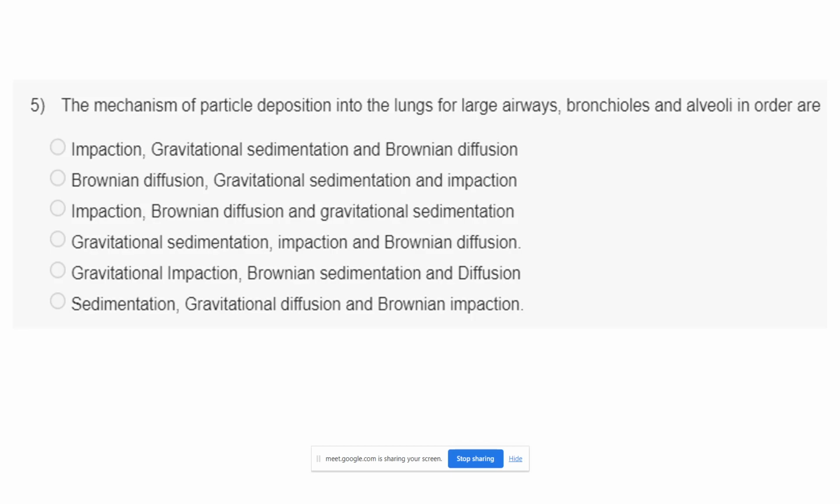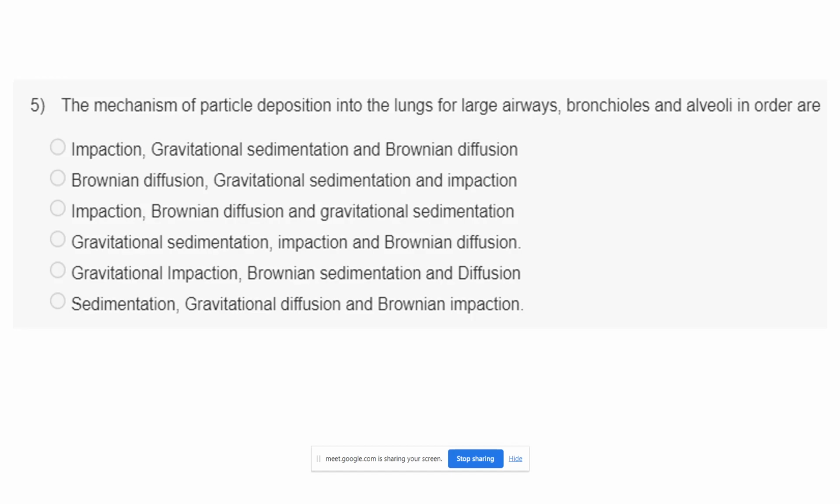The mechanism of particle deposition into the lungs for large airways, bronchioles, and alveoli in order are. The options are impaction, gravitational sedimentation, and Brownian diffusion; Brownian diffusion, then gravitational sedimentation and impaction; impaction, Brownian diffusion, and gravitational sedimentation; gravitational sedimentation, impaction, and Brownian diffusion; gravitational impaction, Brownian sedimentation and diffusion; sedimentation, gravitational diffusion, and Brownian impaction. Which of these is the correct order for particle deposition in the lungs?